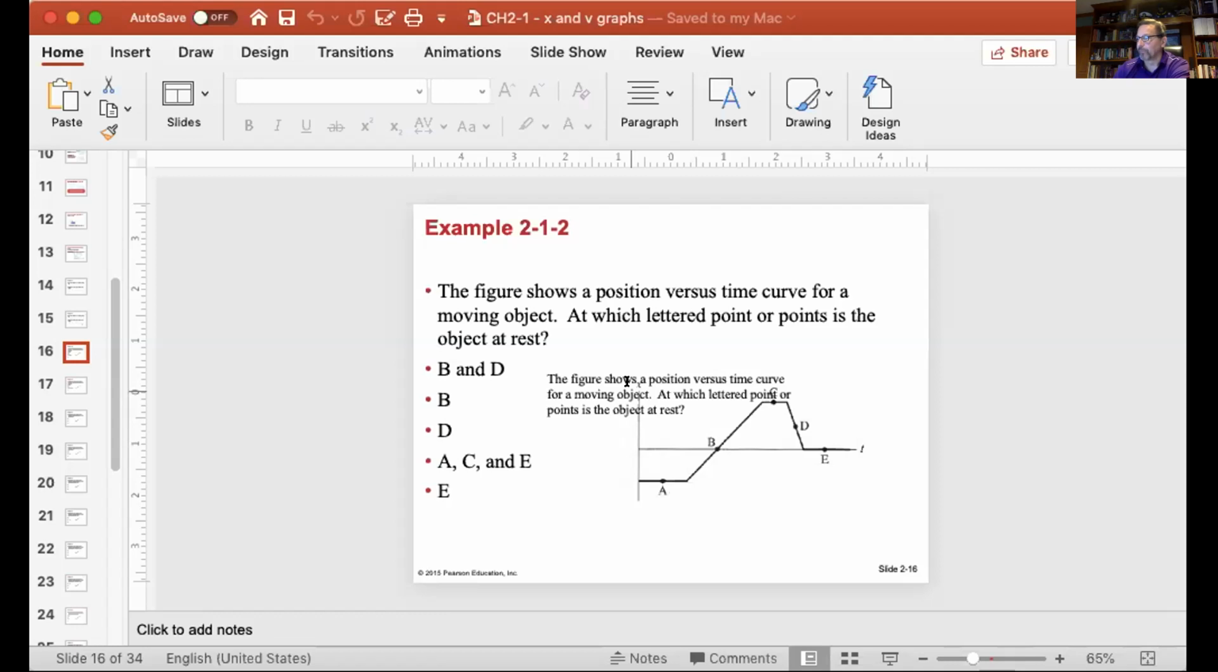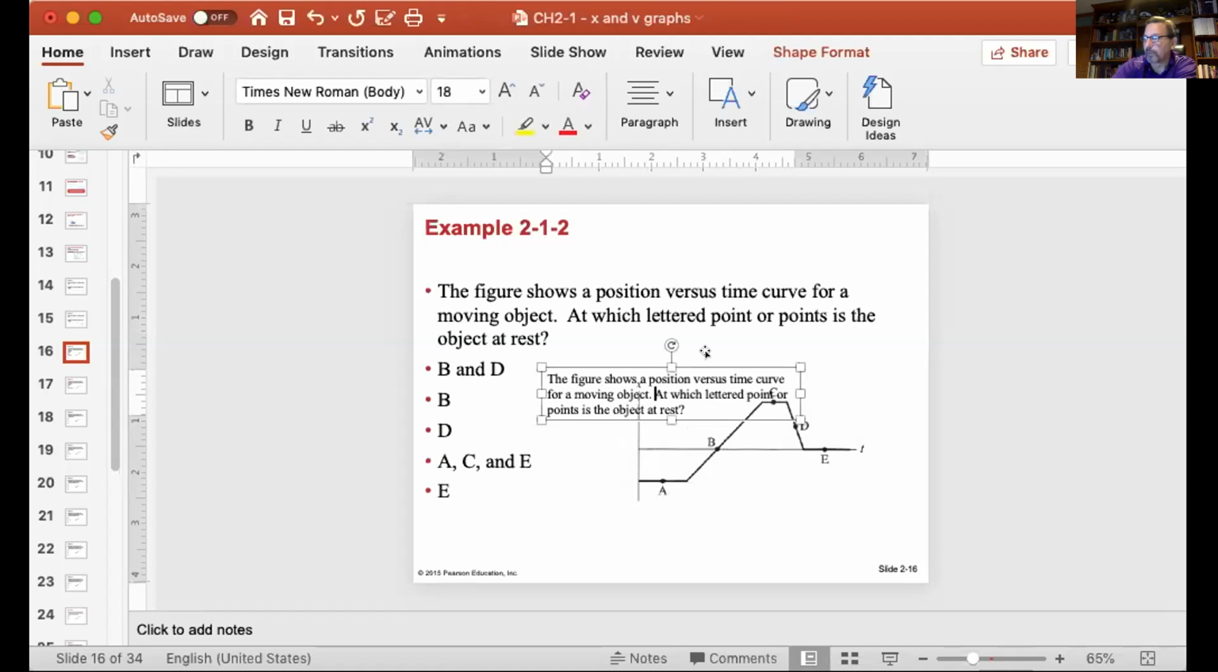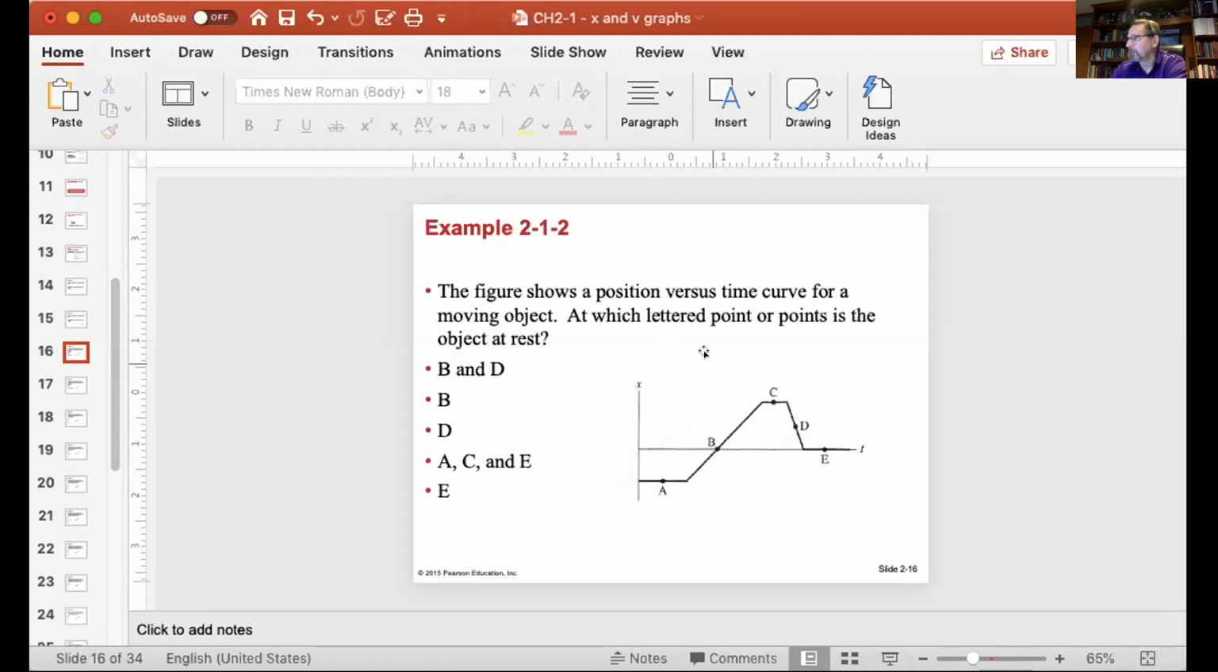And again, I apologize for those words over the diagram. That's C up at the top there. I think I can actually move it. I can delete it in this screen. There, go away. Make that go away while you're answering the question. Where is the object at rest?